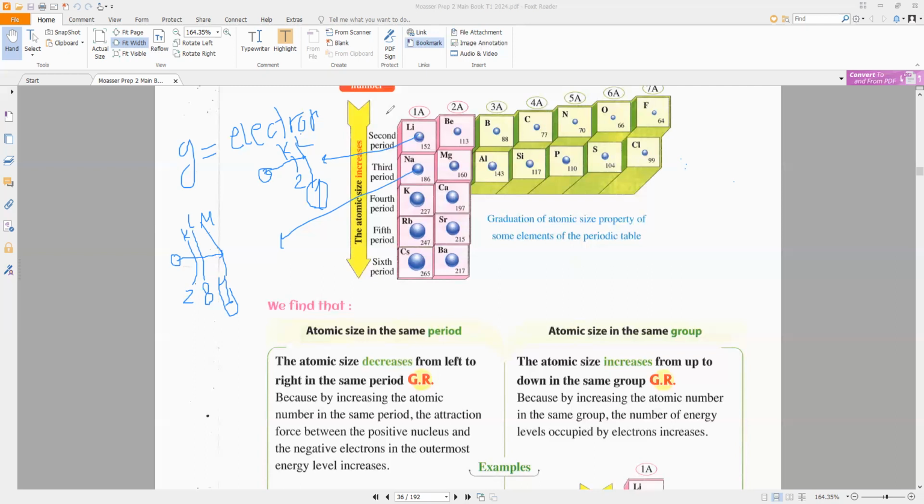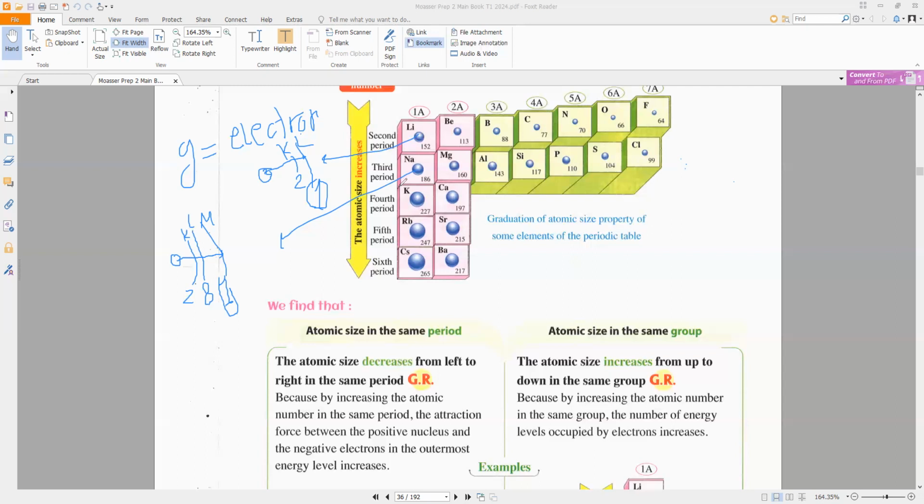First, lithium in the second period has 2 energy levels. Sodium in the third period has 3 energy levels. Potassium in the fourth period has 4 energy levels. So as we move down, the number of energy levels increases. So the distance between the nucleus and the outermost electron increases. So the force becomes smaller and the size increases.